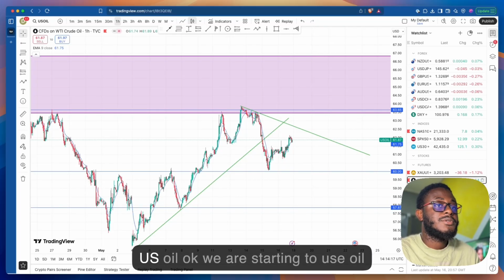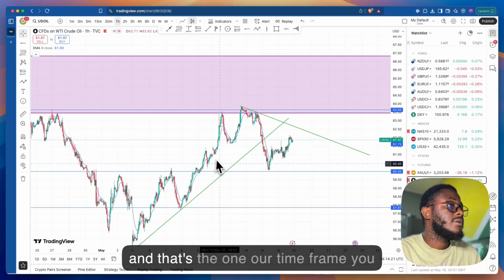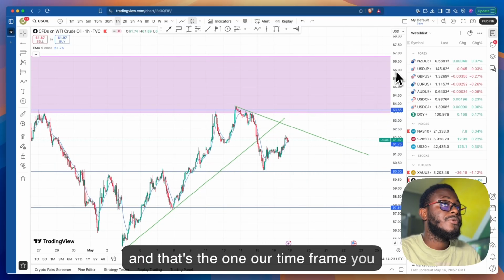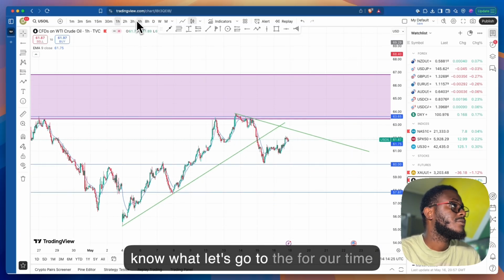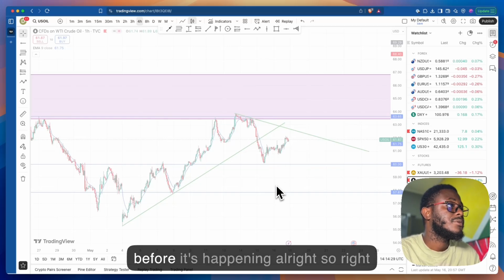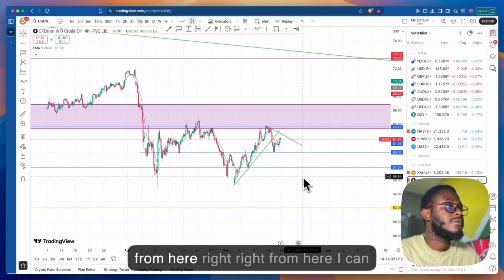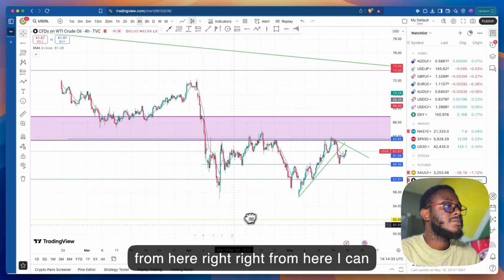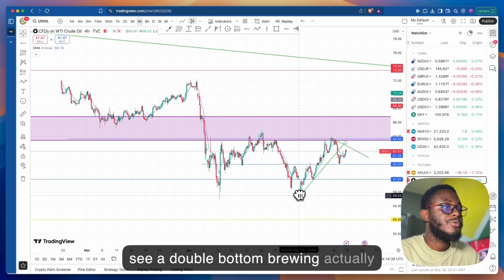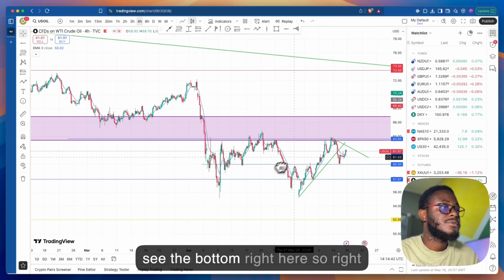So we are starting with US oil, and that's the 1 hour time frame. Let's go to the 4 hour time frame and get a bigger perspective of what's happening. All right, so right from here, I can see a double bottom brewing. Actually, it has already happened, right? I can see a double bottom right here.